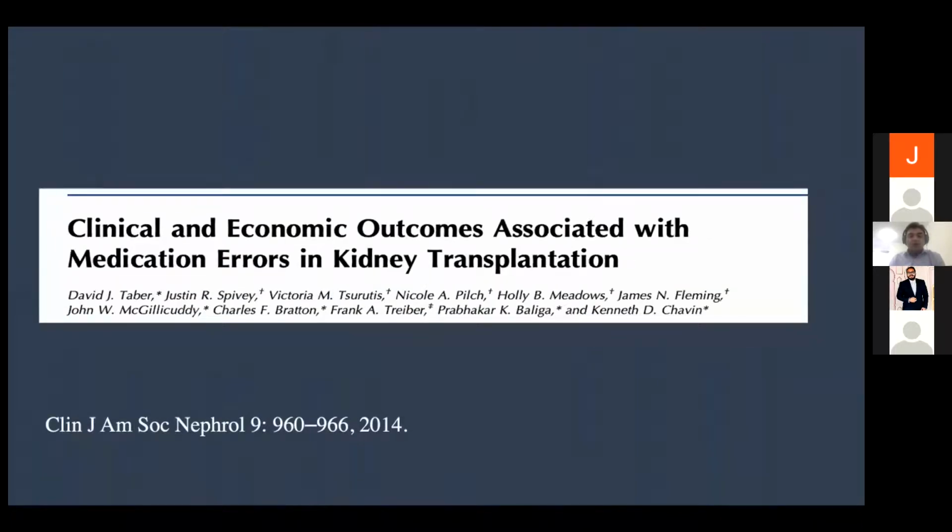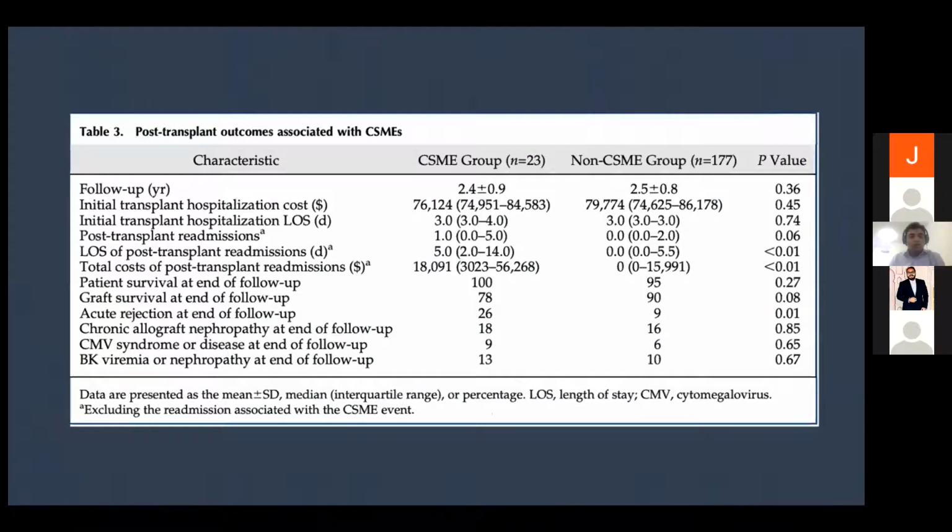Now, coming to the clinical and economic outcomes associated with medication errors, two things I want to highlight here. Length of stay is increased if you don't have a pharmacist to address the medication related problems. And patient survival at the end of the population in the non-CSME group is 95%. So this is very, very important, and the cost will be staggering if no one addresses the MRPs, medication errors, or medication safety in this population.